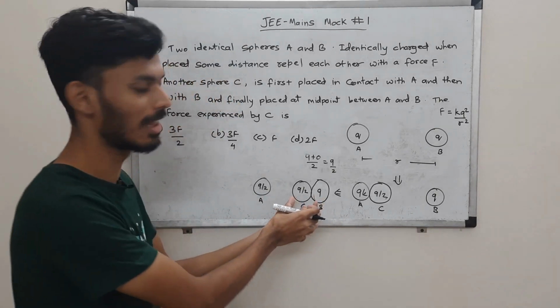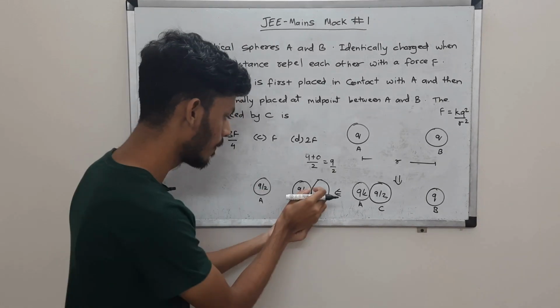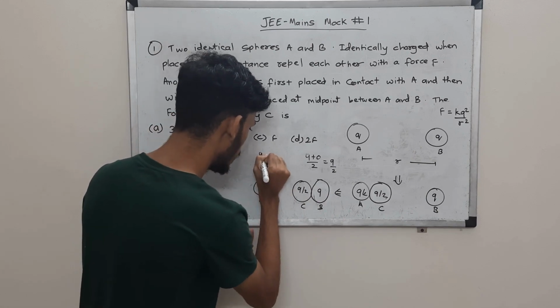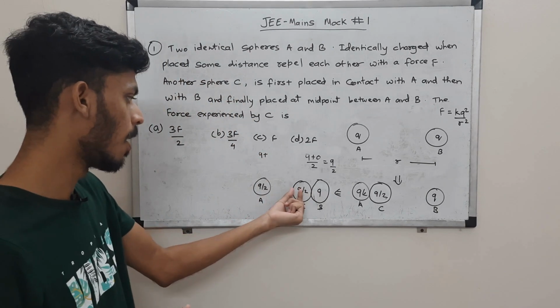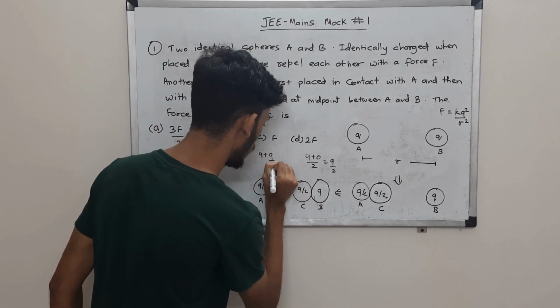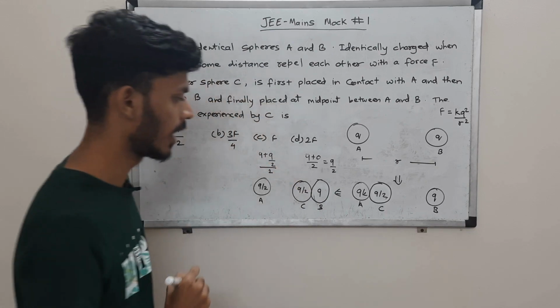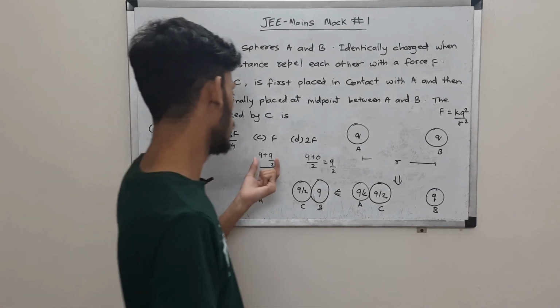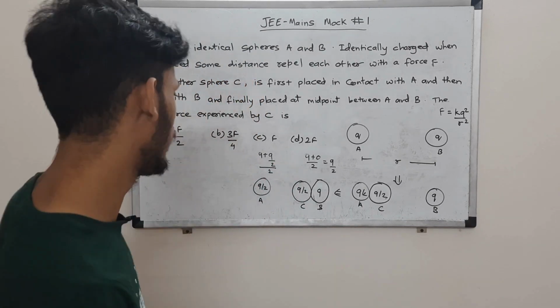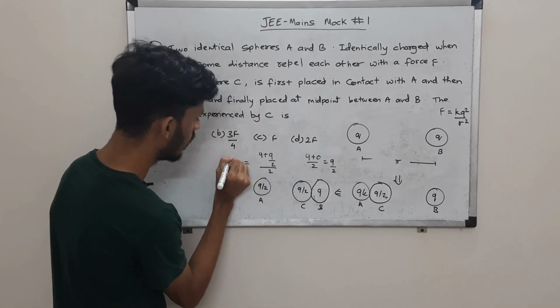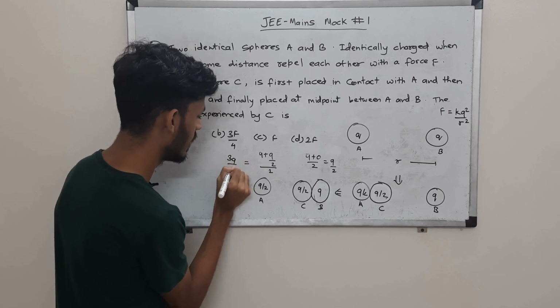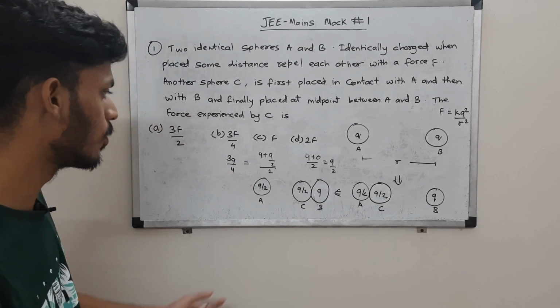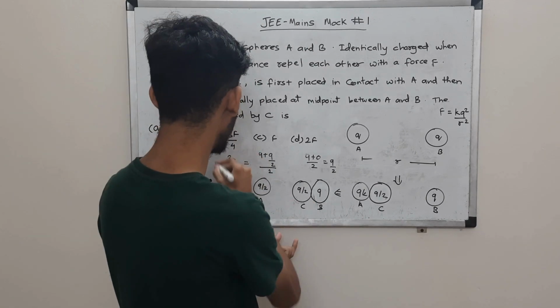You are just supposed to take the average of these two. The charge on B is q, very carefully follow me: q plus q by 2, divided by 2. Average of these two. So that is 1.5 by 2, that is 0.75. So that is 3 by 4, 3q by 4. So each of them will get this charge.